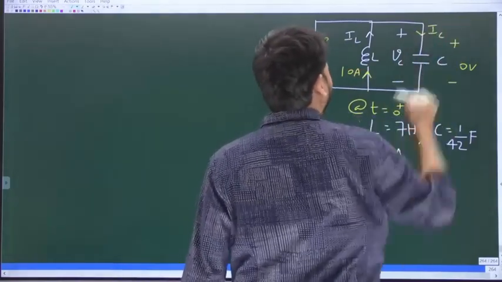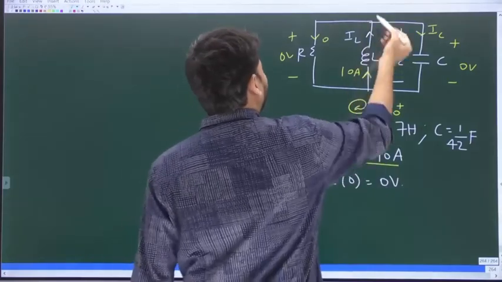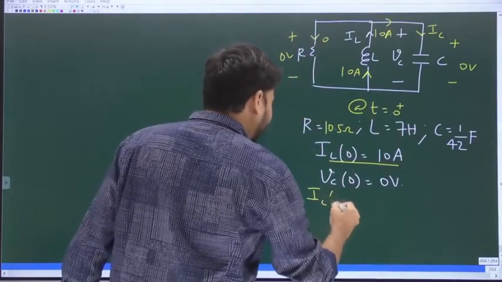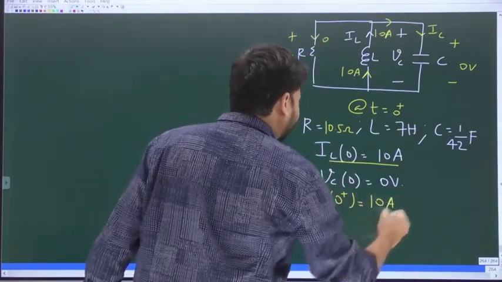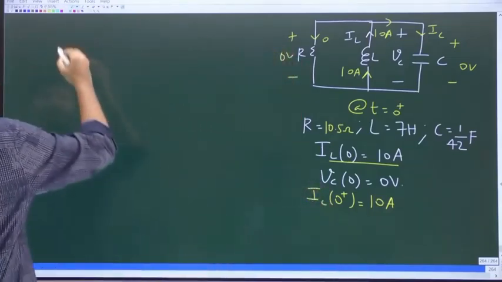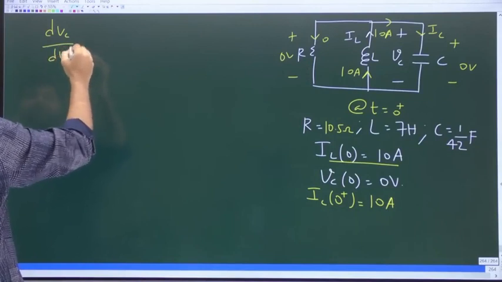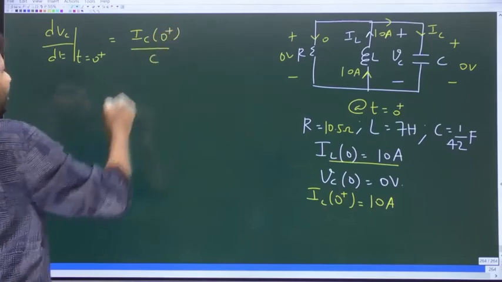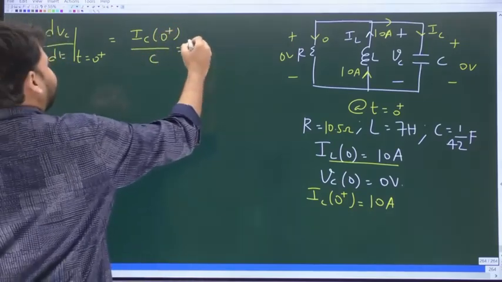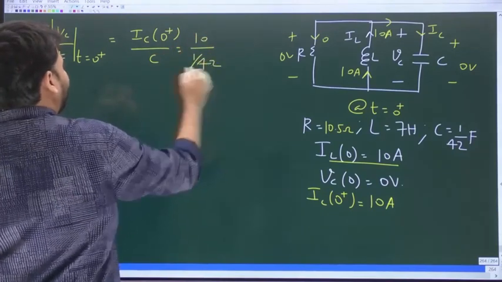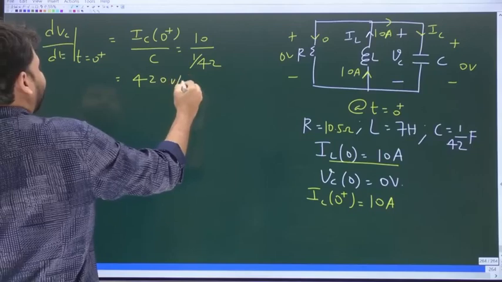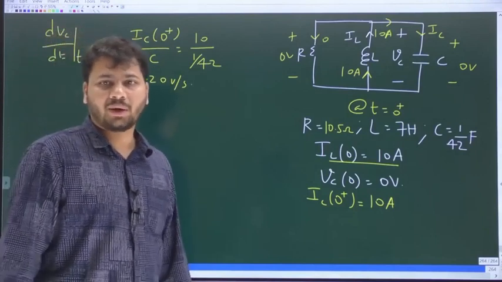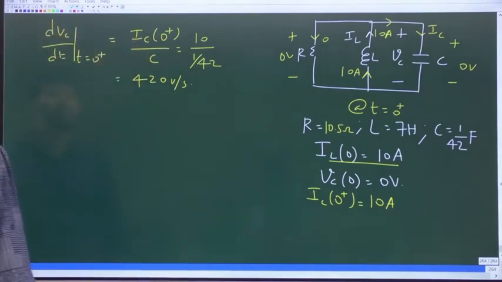Let IC be the current through the capacitor. Because this 10 ampere cannot flow through the resistor, it will entirely flow through what? Capacitor. So what is IC of 0 plus? It is again 10 amps. dvc by dt at t equal to 0 plus will always be IC of 0 plus divided by C. IC of 0 plus is 10. C is 1 by 42. So is it not 420 volts per second? So dvc by dt at t equal to 0 plus will be 420 volts per second. Okay.